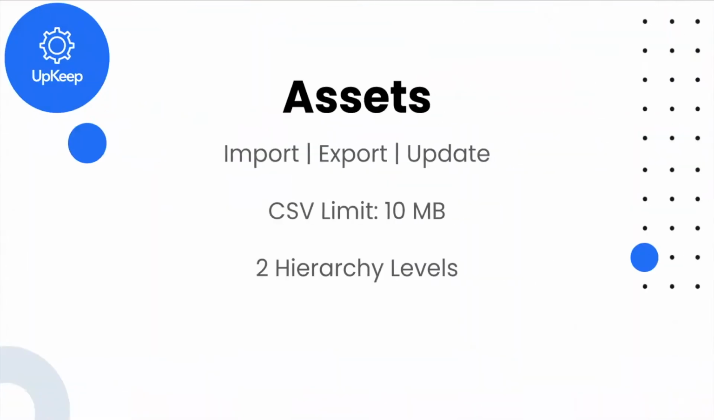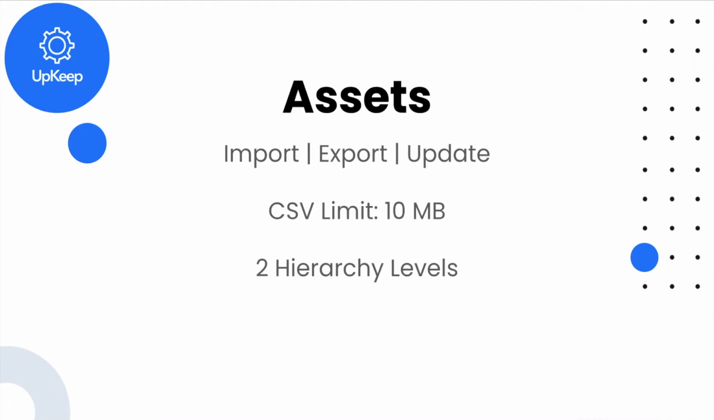First, an overview of the Asset tab. On this tab, you're able to import new data into the app, export your currently existing data, and also update your currently existing data. The max CSV import limit is 10 megabytes, so if you have a file that's a little bit larger than that, I would recommend splitting the file and importing in batches.